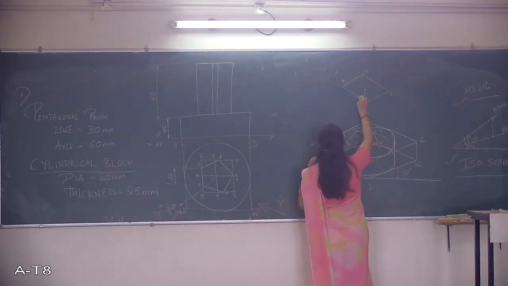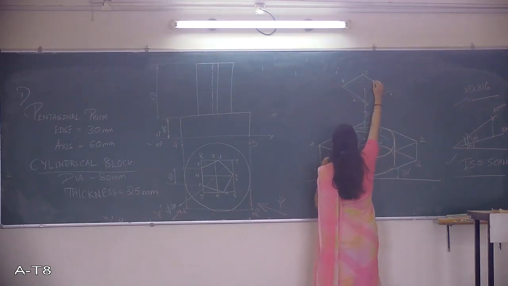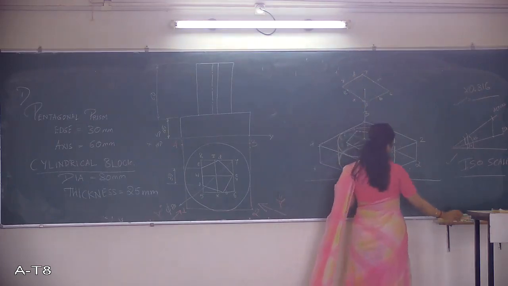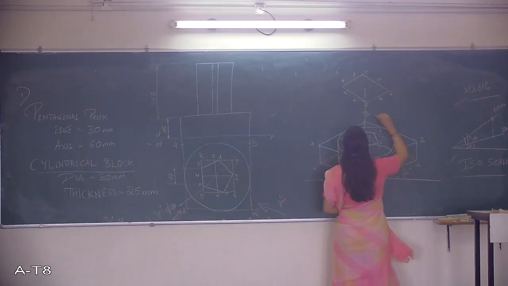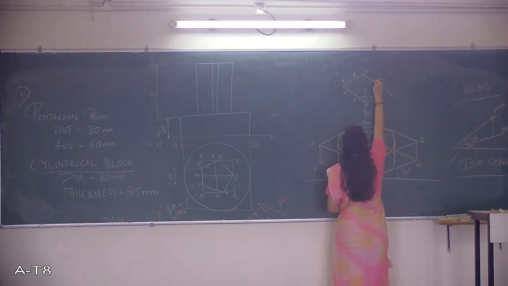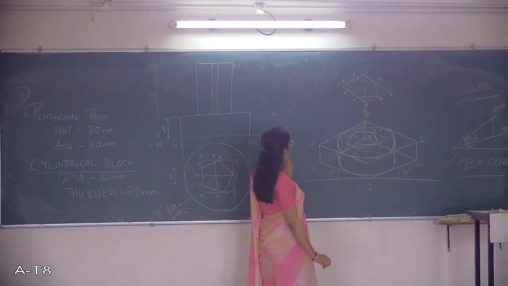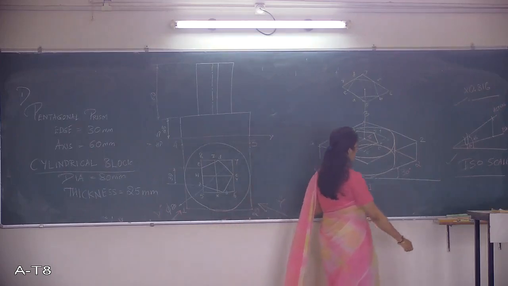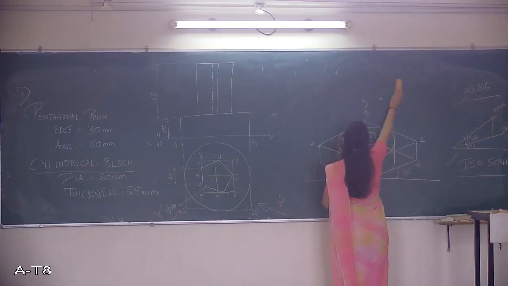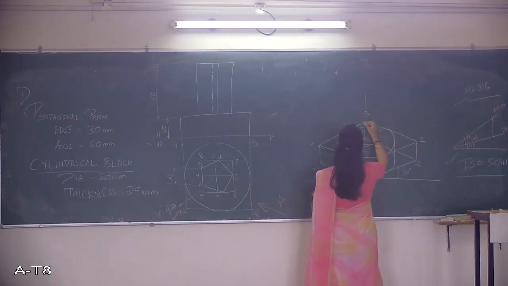From here you can start marking A, B, C, D and E and complete the top face of this pentagonal prism. So you have got the bottom face, you have got the top face of this pentagonal prism. Not looking correct here. I'll just redraw this.